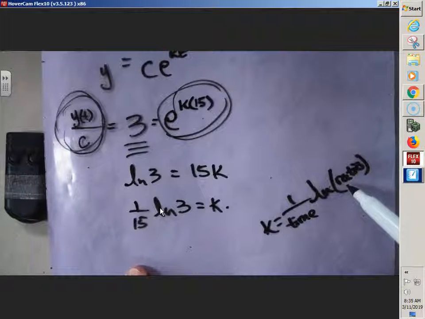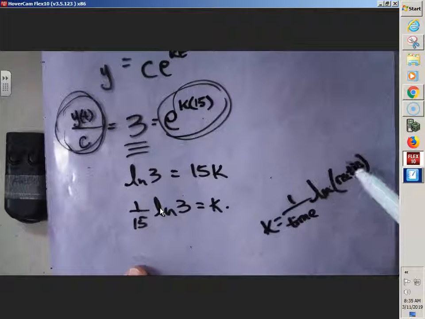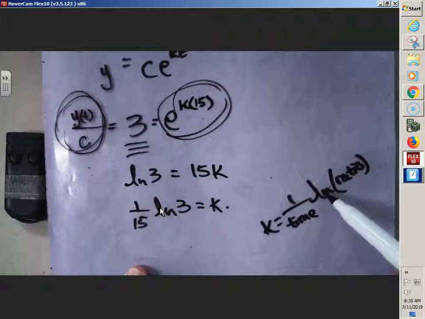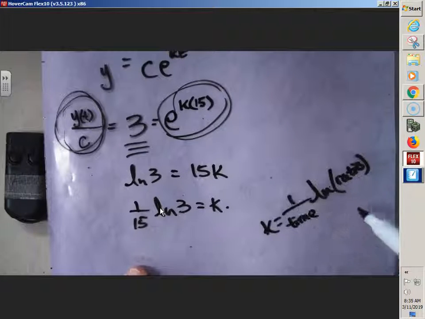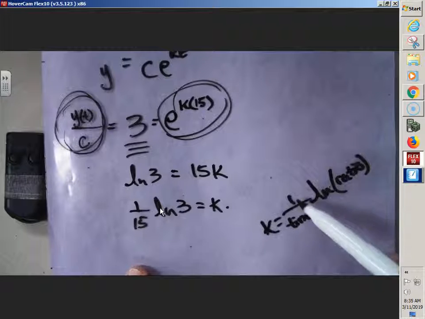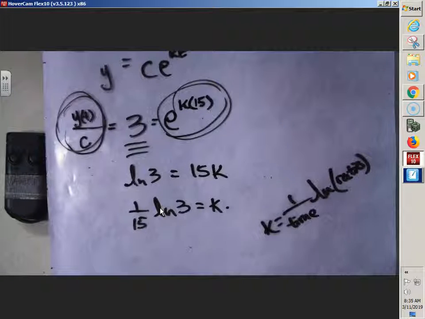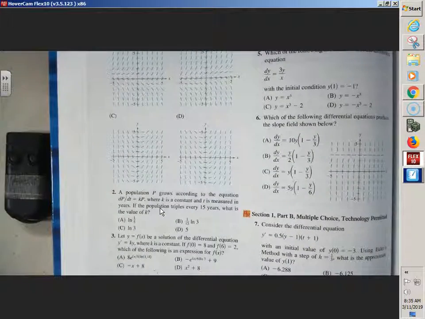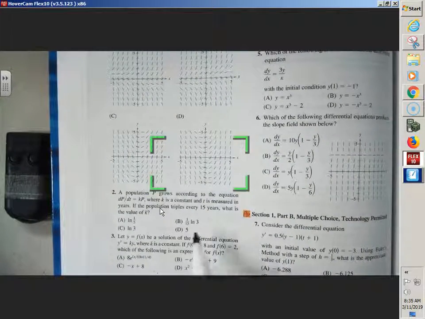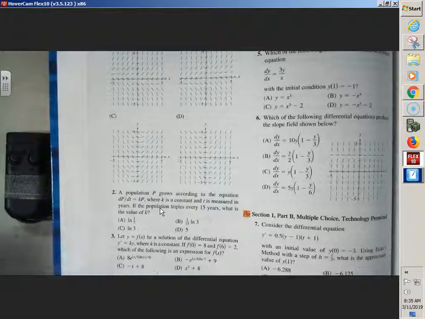In chemistry, this is something that you would do in the sense of the half-life. ln of a half, 1 over the time it takes. Doubling, ln of 2 over 1 over the time that it takes. Tripling, ln of 3, 1 over the time that it takes. To be honest, you can kind of memorize that if you want to for tomorrow. But long story short, I do believe letter B is the right answer.